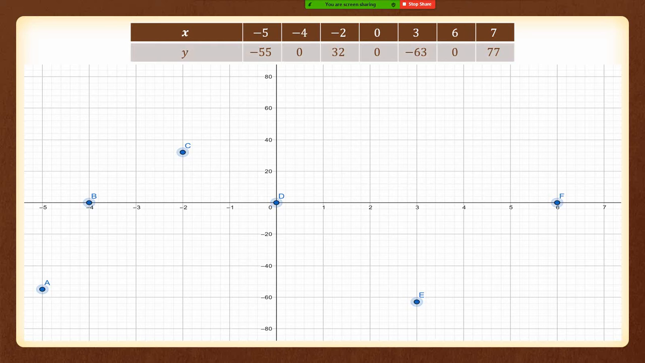As we can see that both values are positive, so it must lie on the first quadrant. No, no, 7 comma 7, both values are positive, so it must lie on the first quadrant, and you need to plot it. Okay sir.